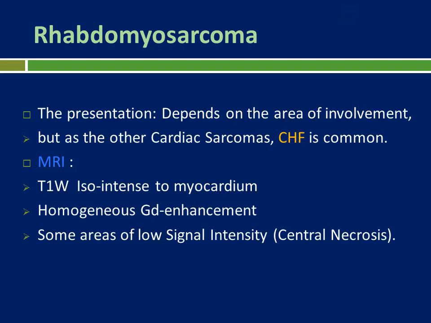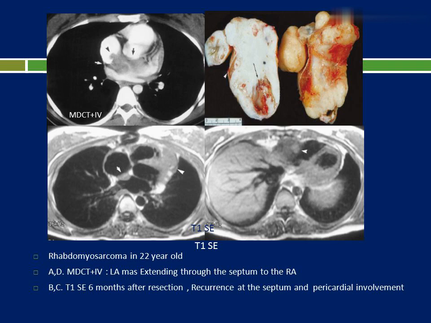Rhabdomyosarcoma presentation depends on the area of involvement, but as with the other cardiac sarcomas, CHF is common. MRI: T1W isointense to myocardium. Homogeneous GD enhancement, with some areas of low signal intensity and central necrosis. T1SE, rhabdomyosarcoma in a 22-year-old.